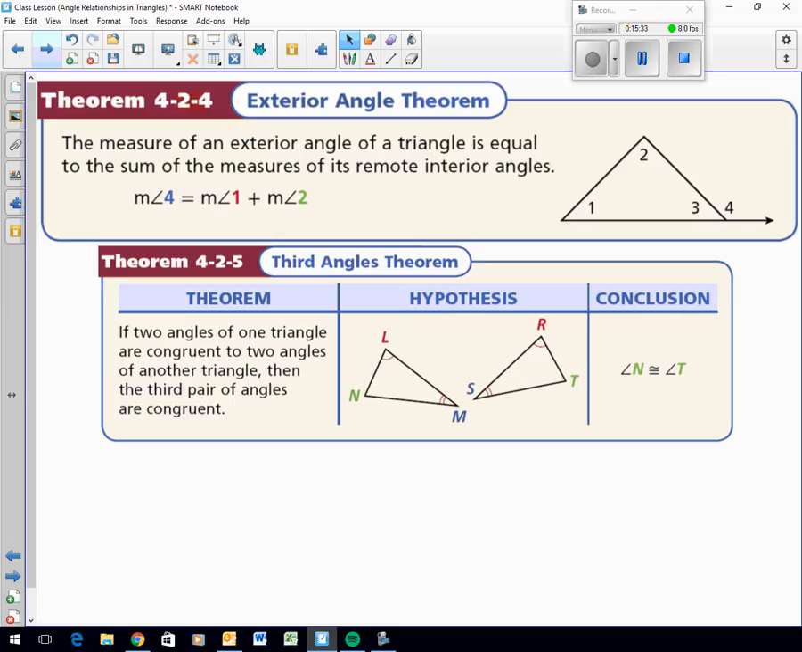The measure of an exterior angle of a triangle is equal to the sum of the measures of its remote interior angles. So my exterior angle in the example up there is angle 4, which means that the measure of angle 4 is equal to the sum of angle 1 and angle 2. When I add together the measure of angle 1 plus the measure of angle 2, I will equal the measure of angle 4. Don't worry about the third angle theorem just yet. You can stop after you write down the exterior angle theorem. No, you don't have to write down the third angle theorem, not yet.